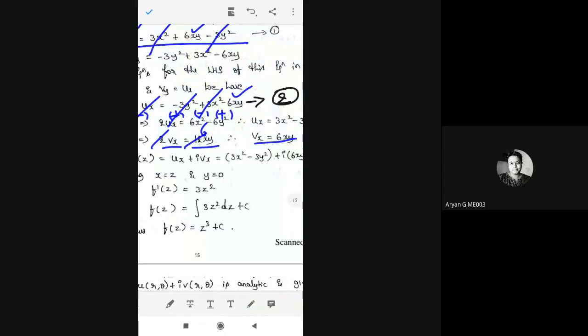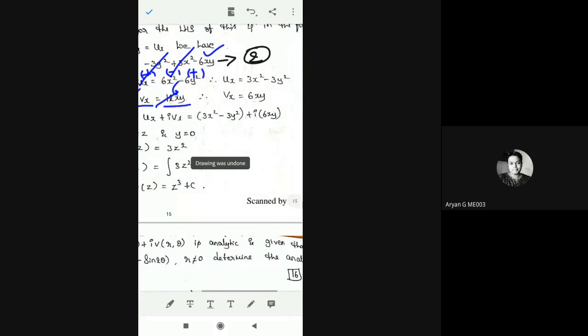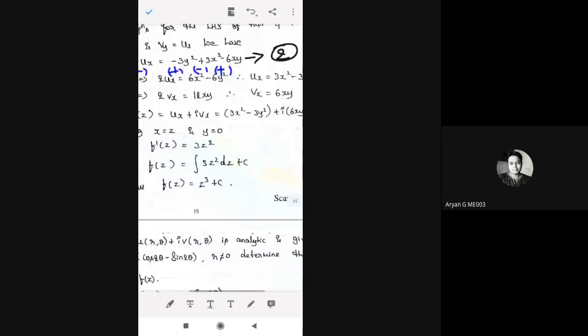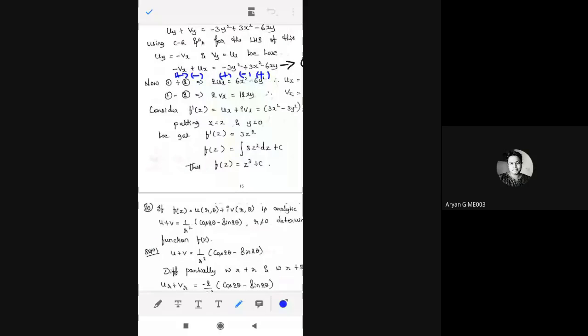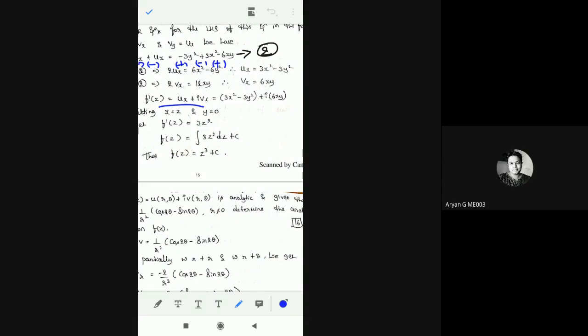So we got 2 values, one is of ux, another is of vx. Both ux and vx values we know. Now we have to consider f dash of z. As I said before, we know that f dash of z is equal to ux plus i into vx. So what is the ux value? 3x square minus 3y square plus i into 6xy.